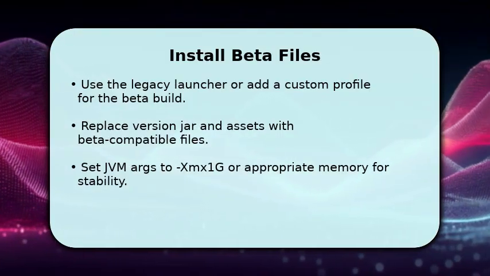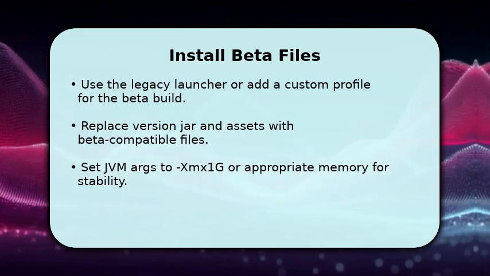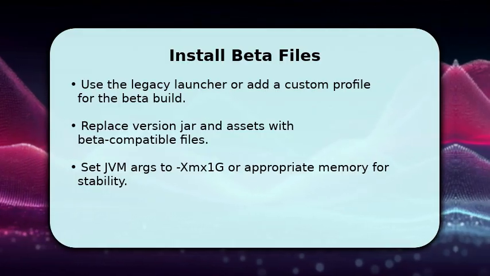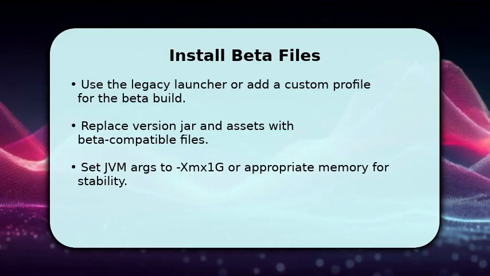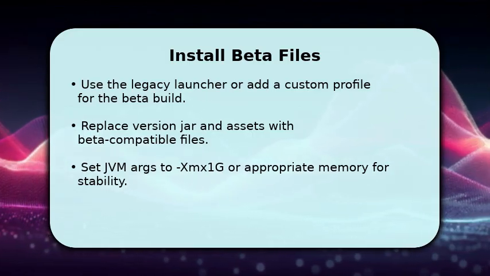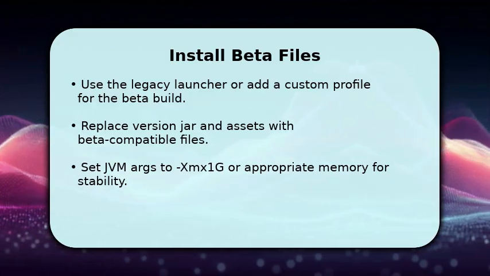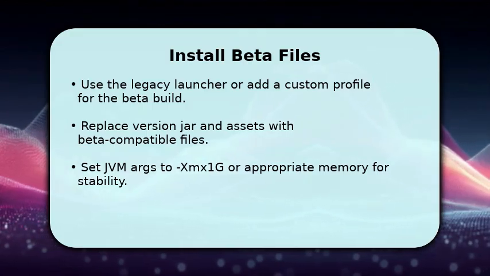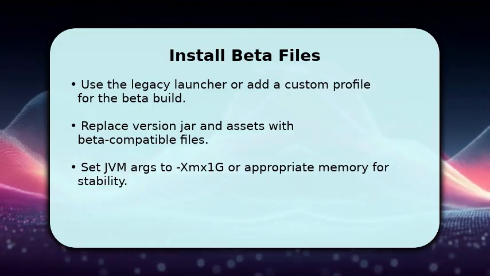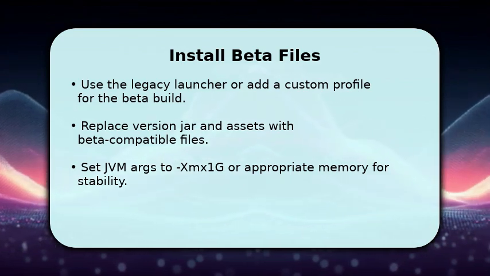Create a custom profile in your launcher that points to a new game directory to avoid corrupting your current install. Replace the version.jar and assets with the beta-compatible files you obtained, place them in the versions folder, and update the JSON if needed. Configure JVM memory and arguments. Assign around 1 GB or more based on world size to prevent lag. Make sure file permissions allow the launcher to read and write these files.